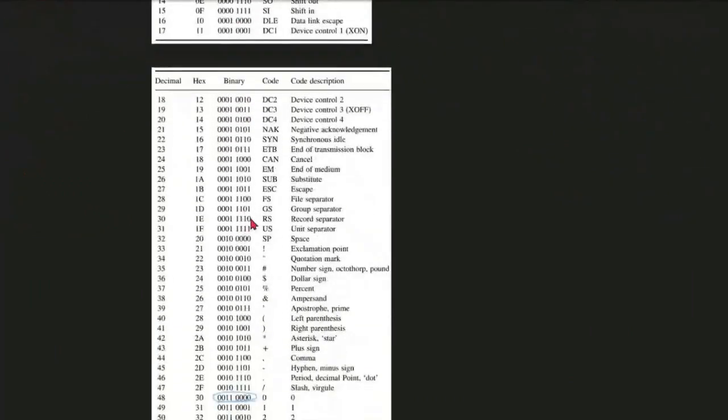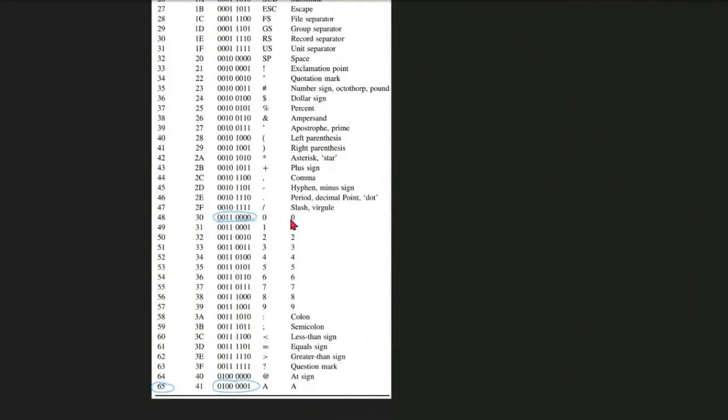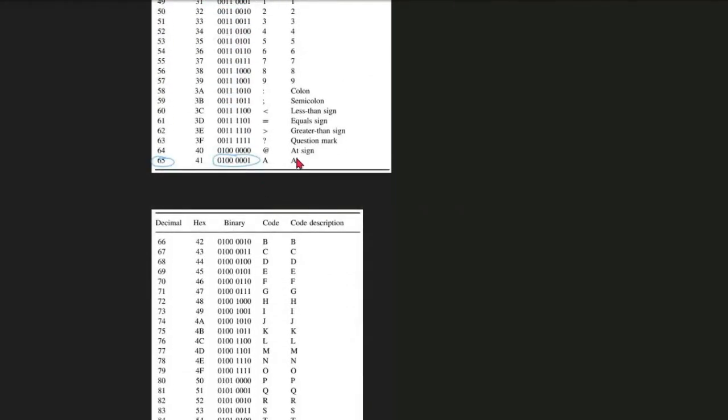Similarly, suppose we have the actual character 0. It is represented by decimal 48, or in hexadecimal 30, or in binary 00110000. So the actual 0 is represented by this binary data. Similarly, we have capital A, indicated by decimal 65. Decimal is basically for basic understanding; in actuality, it is in binary only. In binary, it is 01000001. So this is capital A.